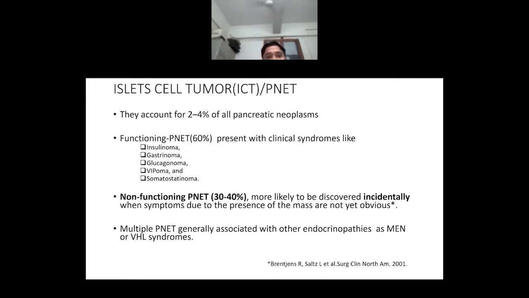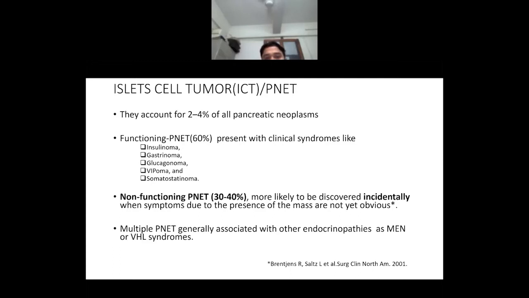they are divided into functioning and non-functioning. Functioning pancreatic neuroendocrine tumors account for 60% of all pancreatic neuroendocrine tumors, which present with clinical syndromes like insulinoma, gastrinoma, glucagonoma, VIPoma, or somatostatinoma. And non-functioning pancreatic neuroendocrine tumors account for 30 to 40% of all pancreatic neuroendocrine tumors.